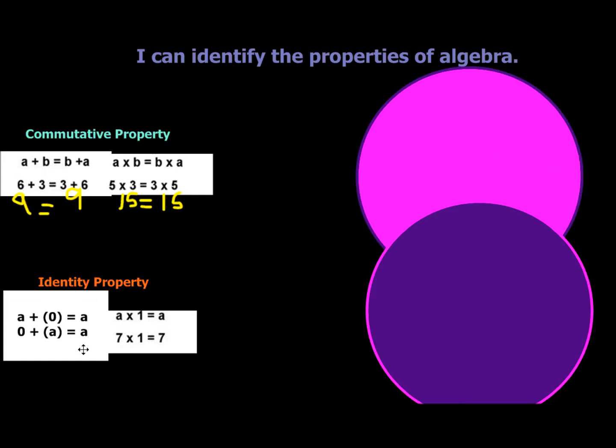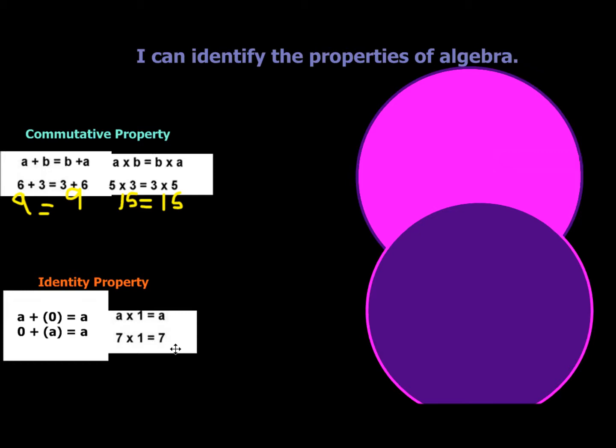There's also an identity property for multiplication. If you take A times 1, you get A. So you use a 1 instead of a 0. And 7 times 1 equals 7 shows the identity property at work. Oh, I just love these things.